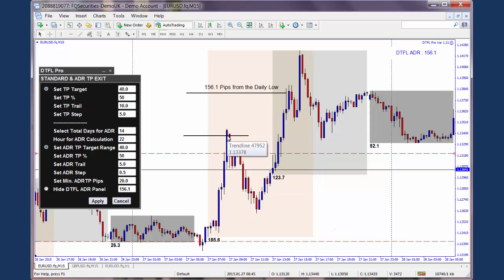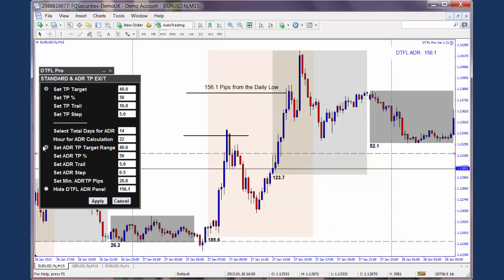In this situation, when it hits there, 50% of the position would be closed. Then the stop loss would immediately be moved to 5 pips away from current price, and it would start to trail every 0.5 increment that it moves north. When it moves 0.5 up from this level, the stop loss will move 0.5, and it continues to follow it until it's hit. Then the rest of the position, the remaining 50%, will be closed.